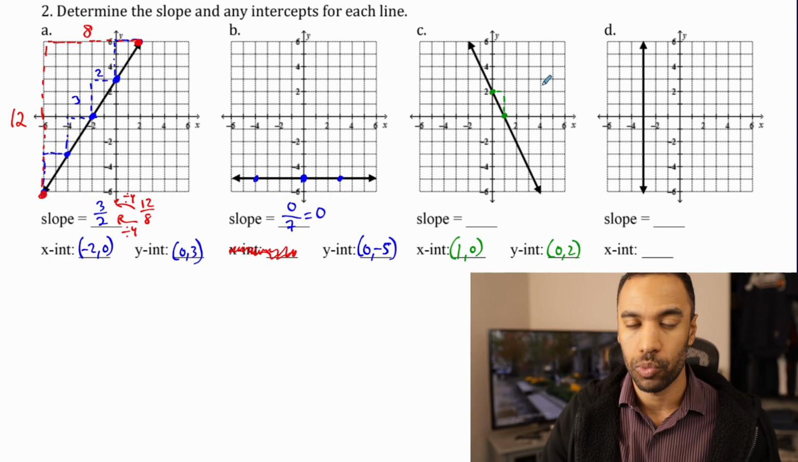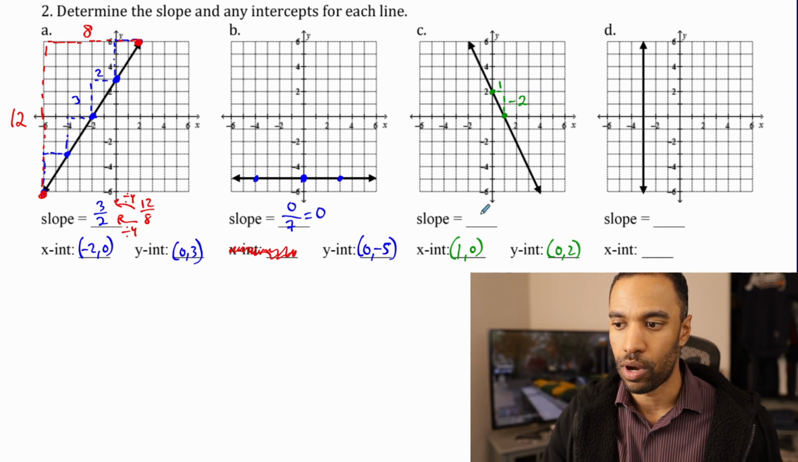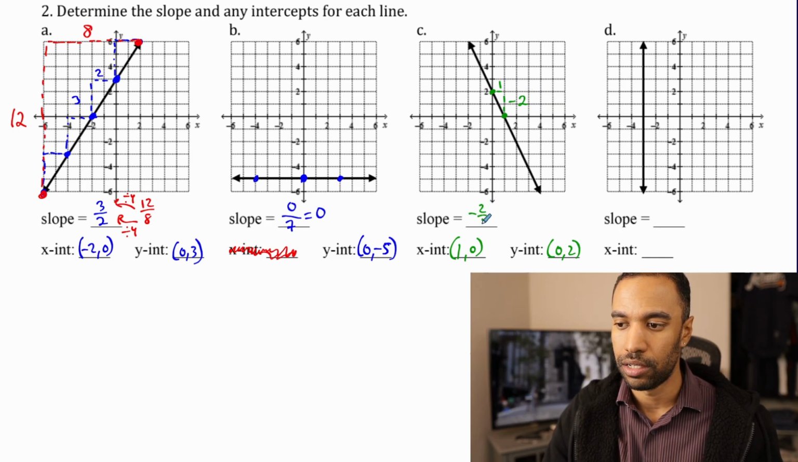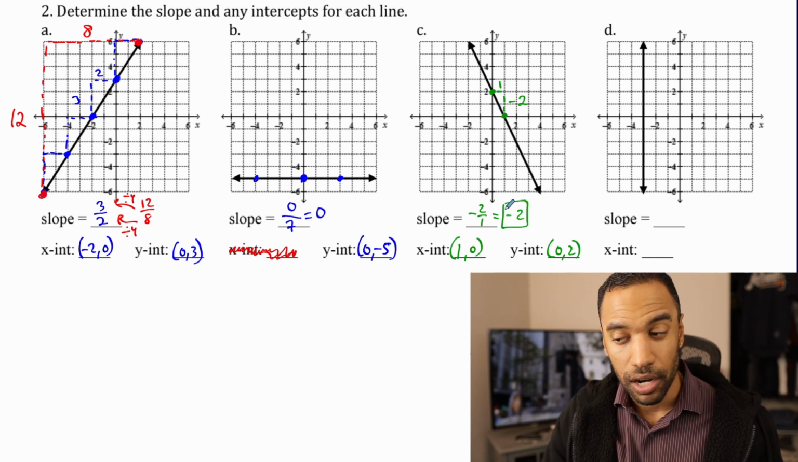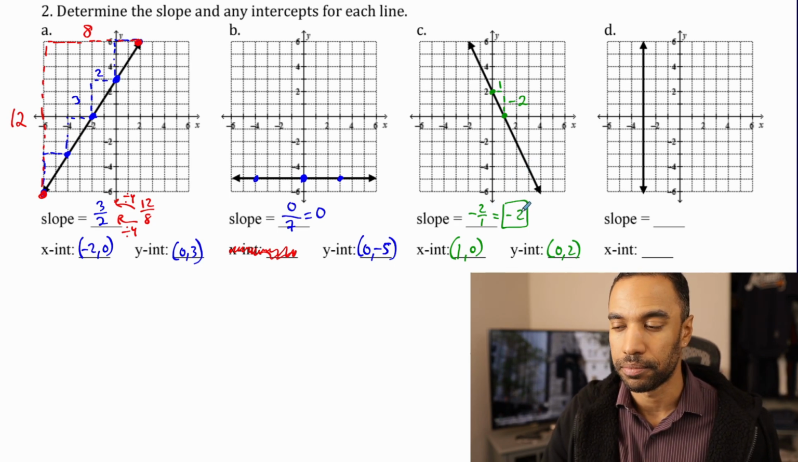Notice we are going down as we go to the right. That means this is a negative slope. I'm going down 2. That is a -2. And I ran right 1. So -2 over 1, by the way, is also -2. Is it absolutely necessary you need the -2 instead of this? No. But you got to know that these two are the same thing.